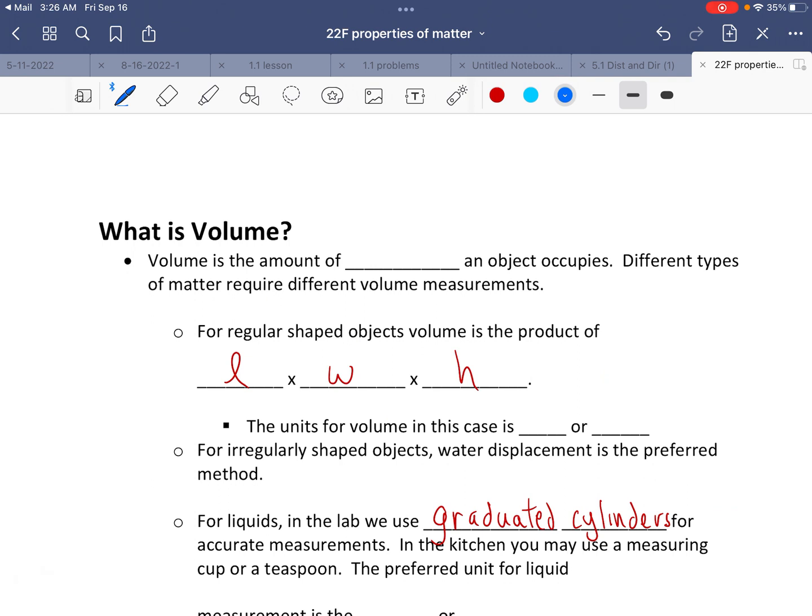Okay, so what is volume? Volume is the amount of space an object occupies. Different types of matter require different volume measurements. For regularly shaped objects, it would be length times width times height. In that case, the units for volume would be either meters cubed or centimeters cubed, right? Because it would be centimeters times centimeters times centimeters, which is centimeters cubed.